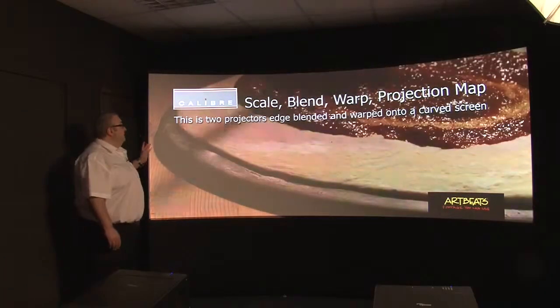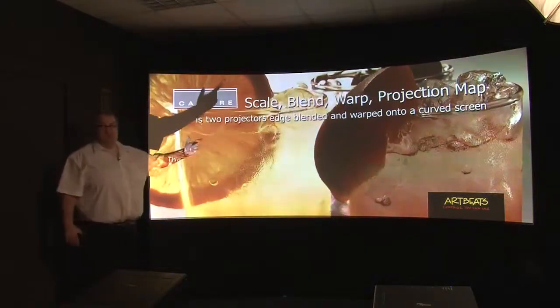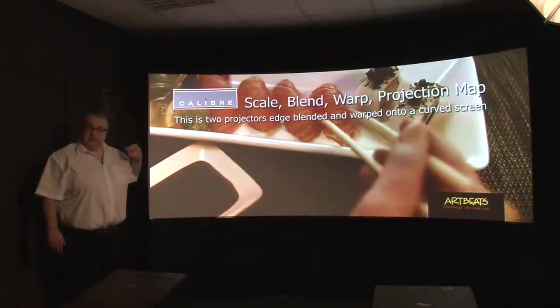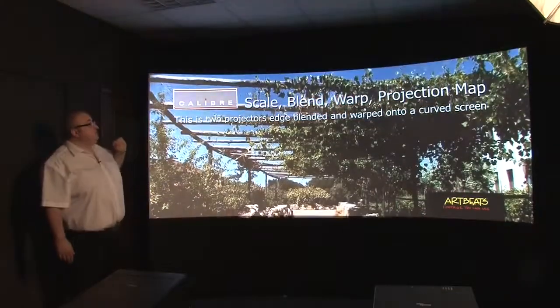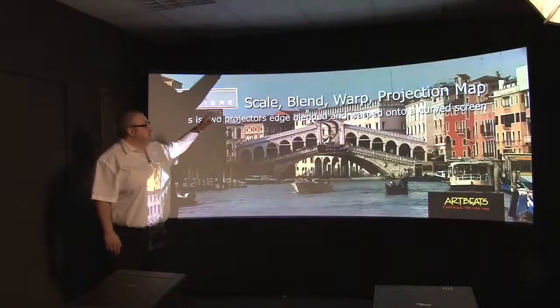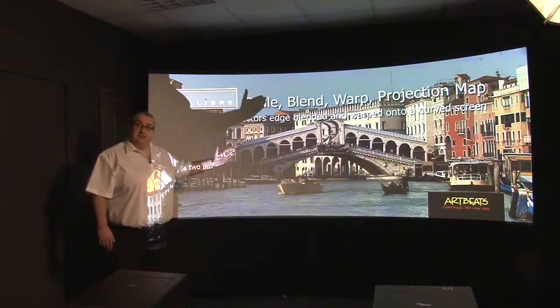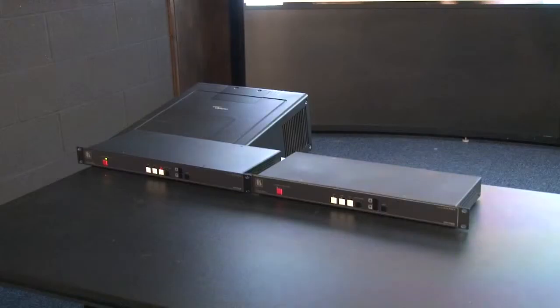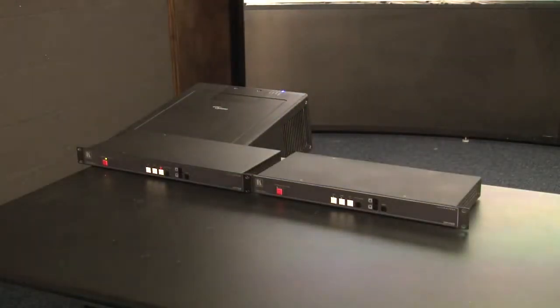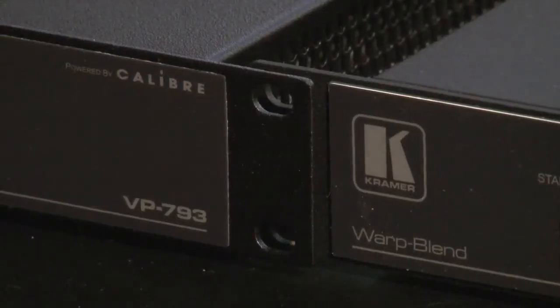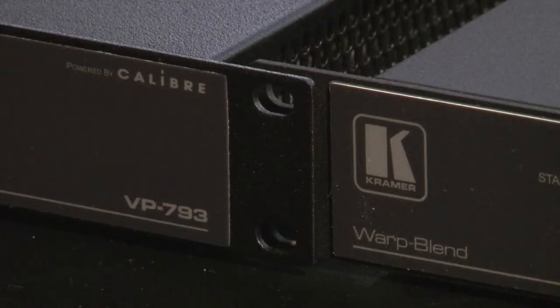We've used the warping to correct the image for the curvature of the screen and also to align the left and right projectors. And we've used the edge blending so that the image appears seamless and a single image on the screen. We're now going to show you how to do a blend and warp setup using two VP793s so that you can set up blending and warping yourself in your own installations.